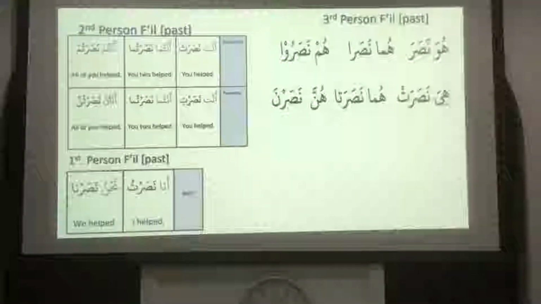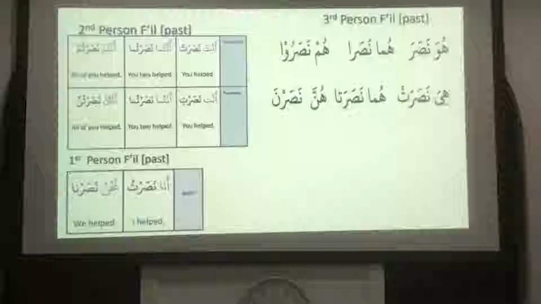So whenever you see nasara, that means two people did this job in the past. Then we have nasaru, which is they. Here nasarat, that's the feminine version of she. Huma nasarata, and then hunna nasarna. So these are the third person.